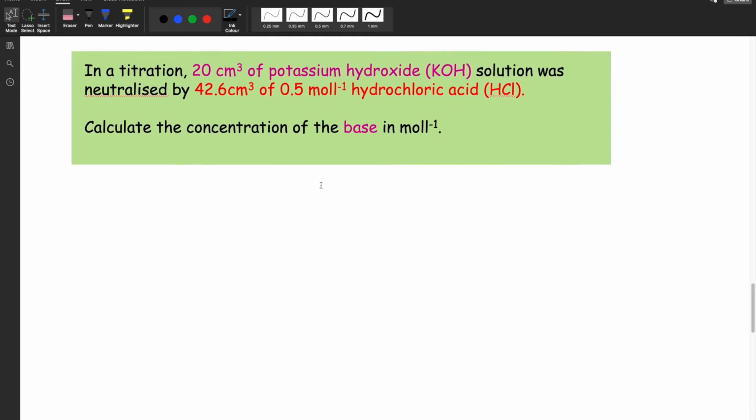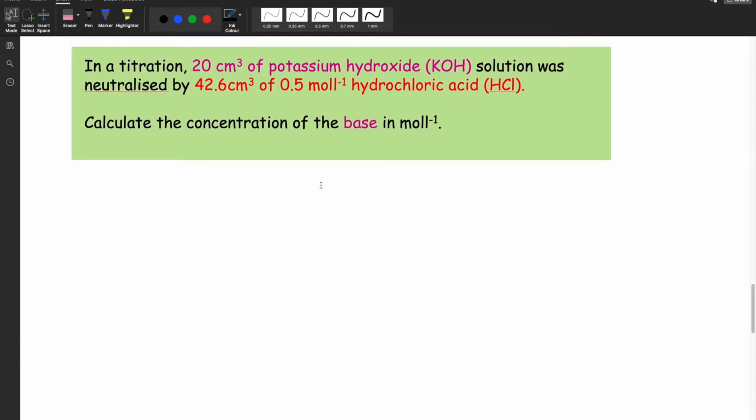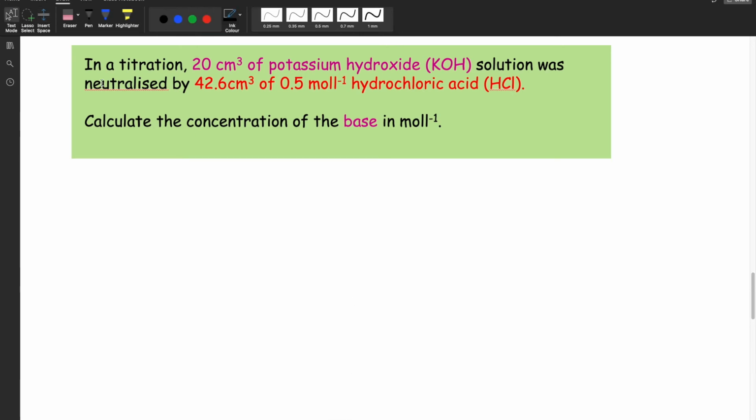Now it's pretty much the exact same thing, just with a slight difference. You are using the exact same equation in the exact same way, so don't worry about that at all. What we want to do first, remember, is our very first step is we want a balanced equation. Okay, so step 1 is our balanced equation.